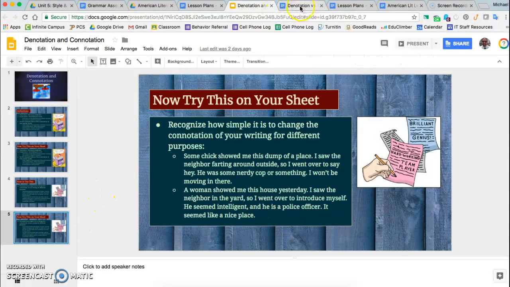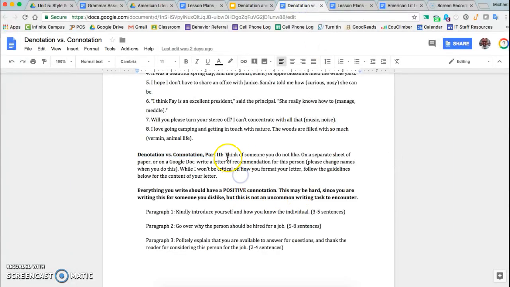So on your document, it says that you should think of someone you do not like. And then on a separate piece of paper, or on Google Doc, you should write a letter of recommendation for this person. So like for a job, okay? Please change names when you do this so that you're not showing me who you actually dislike. But anyway, I'm not going to be critical on how you format the letter, so I'm not too worried about how you write it, but it does need to have the content that I lay out down here.